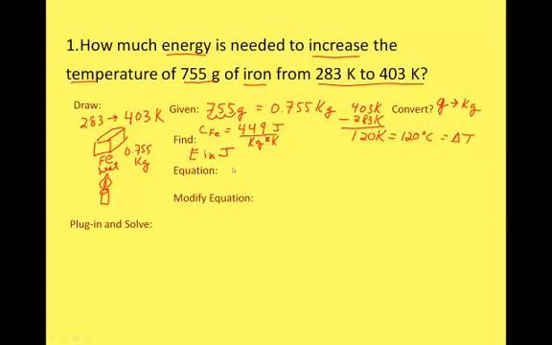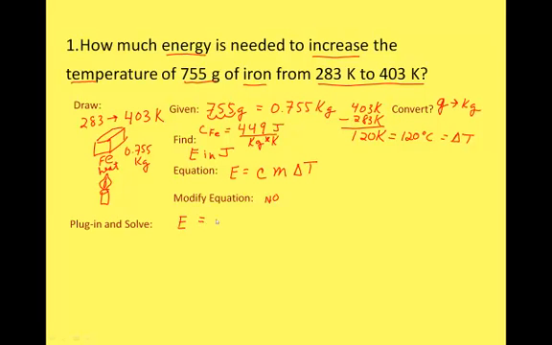Energy in joules. We have the equation E equals c times m times delta T. So we've got c, we've got m in the right units now, and we've got delta T in the correct units, so we can just plug right in. We don't need to modify. Just plug in and solve.